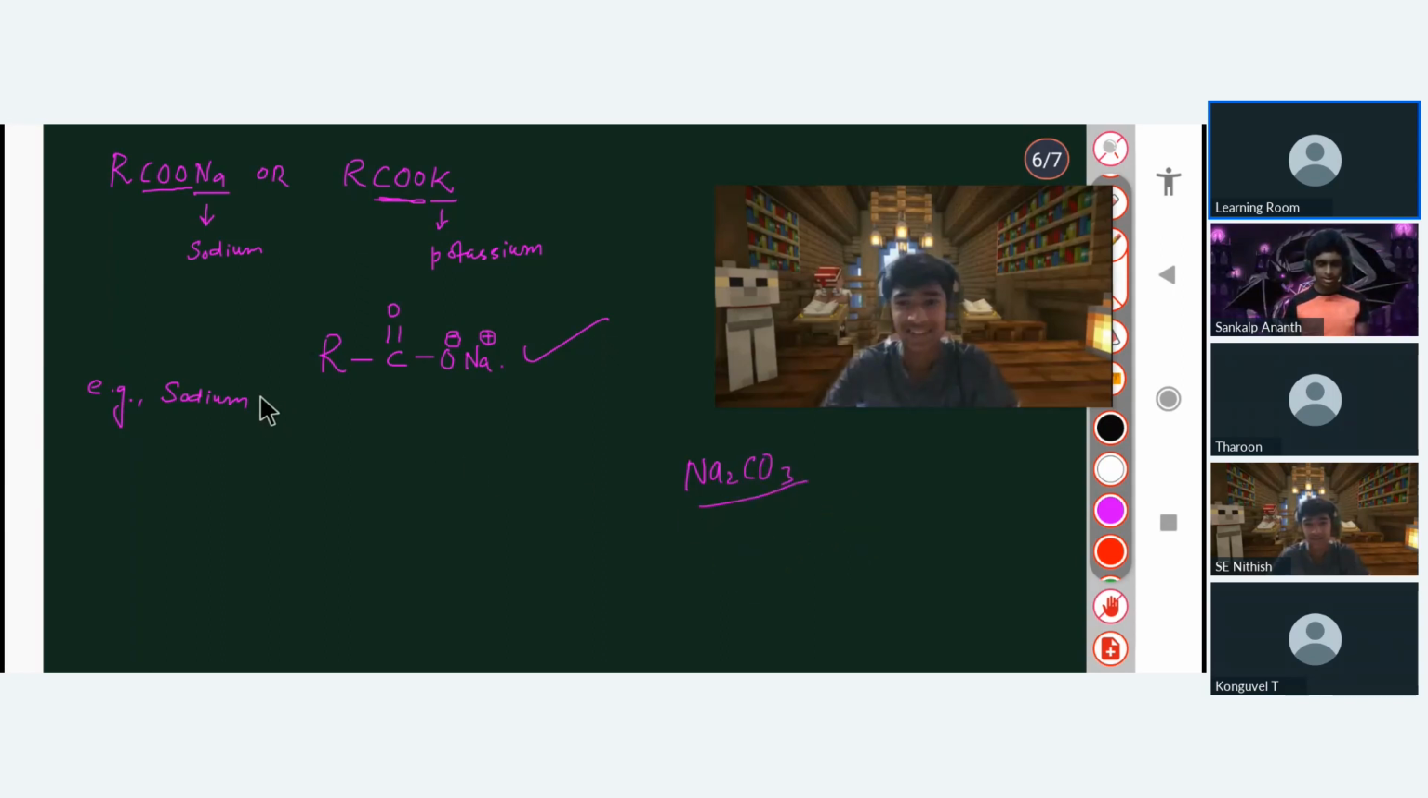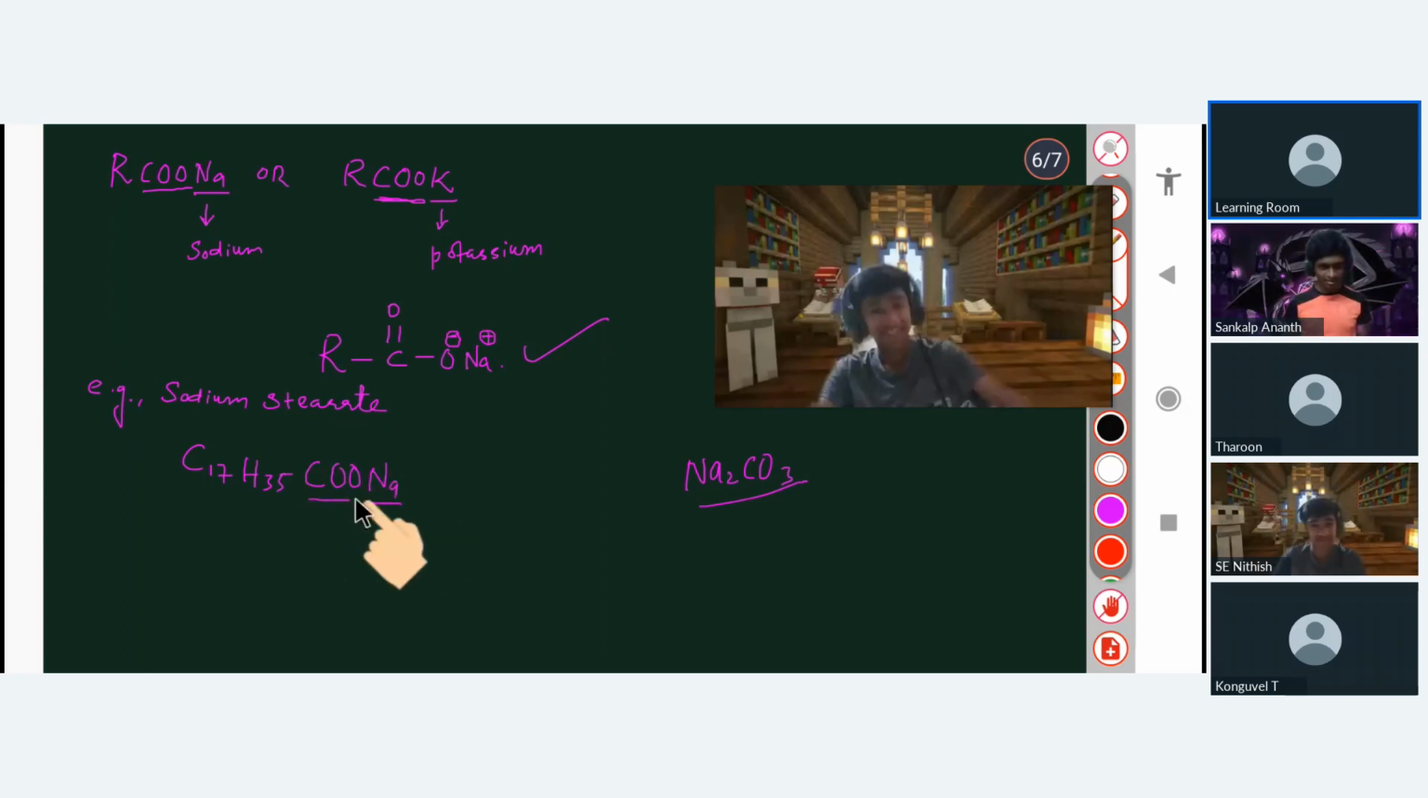Now I'm just giving the example of soap. That is my sodium stearate. Alkali sulfonic acid is actually the detergent; I will first tell the soap. So sodium stearate's formula is C17H35COONa. Now here you can easily see this is my sodium, this is my COO, and this C17H35 is my R.